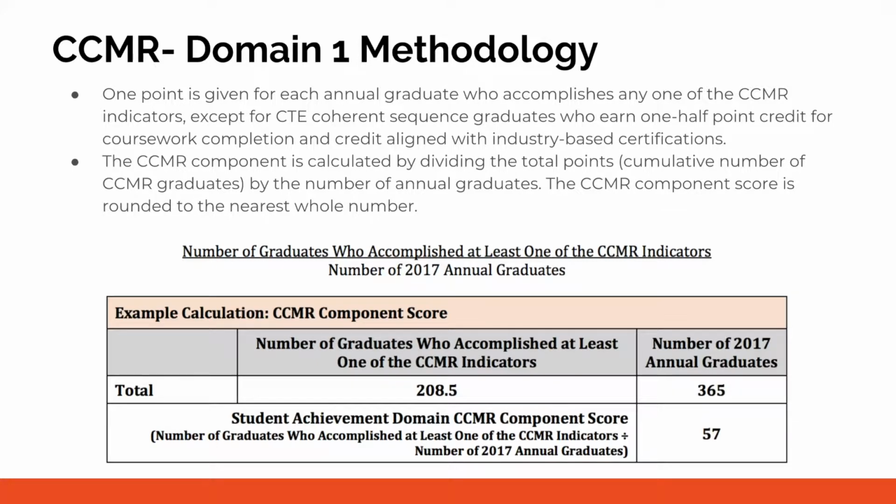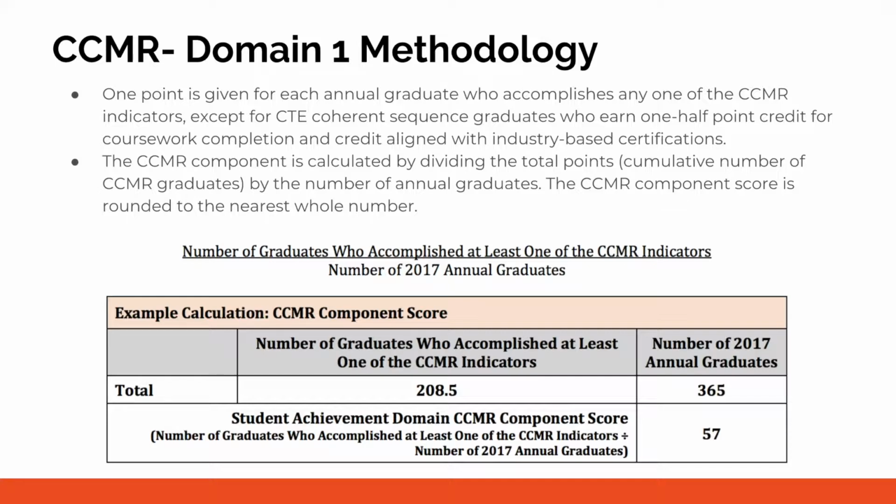What I'm showing you now is the methodology for calculating the CCMR points and graduates for Domain 1. This comes from Chapter 2, page 14. This is important because in just a second, when I show you this Excel document, we're going to be filtering on kids who graduated only. So in your CCMR list, they include graduates and continuers, but we really just want those kids who on the Excel document have a yes under graduate.